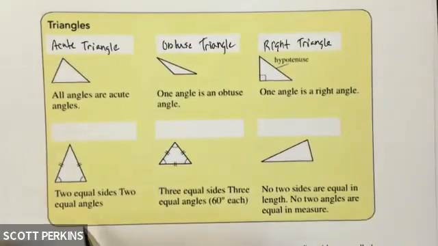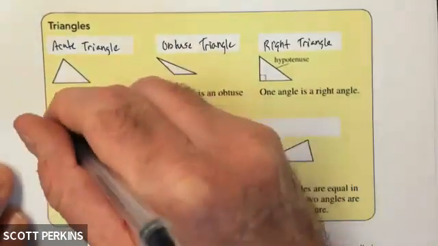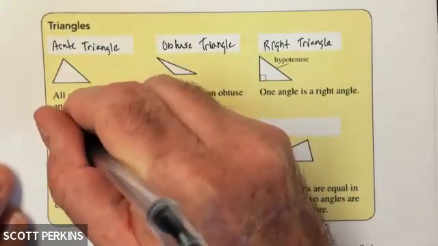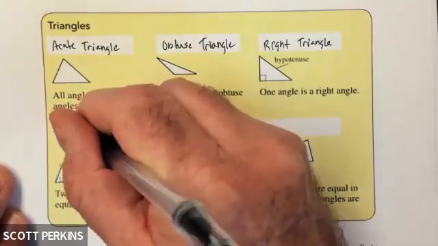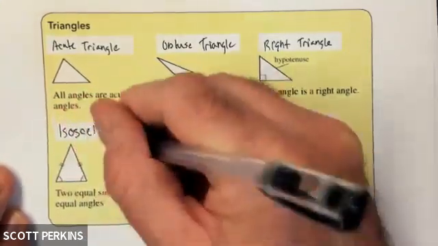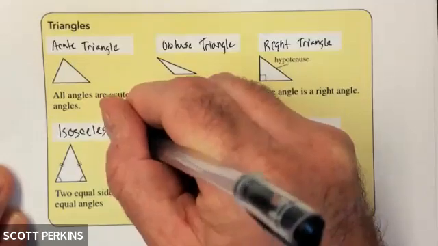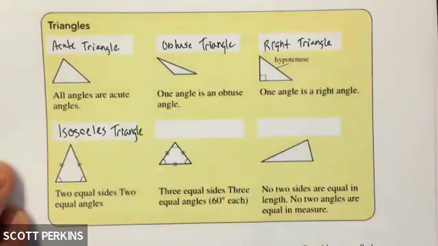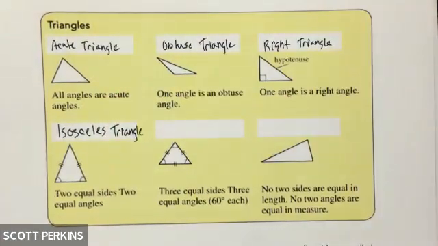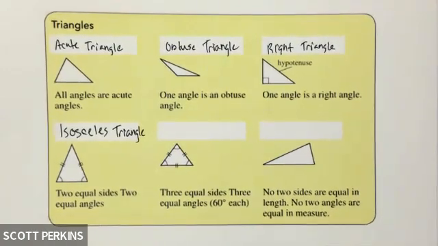So if you have two sides equal, then you have what's called an isosceles, I-S-O-S-C-E-L-E-S, an isosceles triangle. Don't worry, I'm not going to make you spell that on the test. I'm going to give you some things. You're going to circle the word on that one. If I can't spell it, I'm not going to make you spell it.